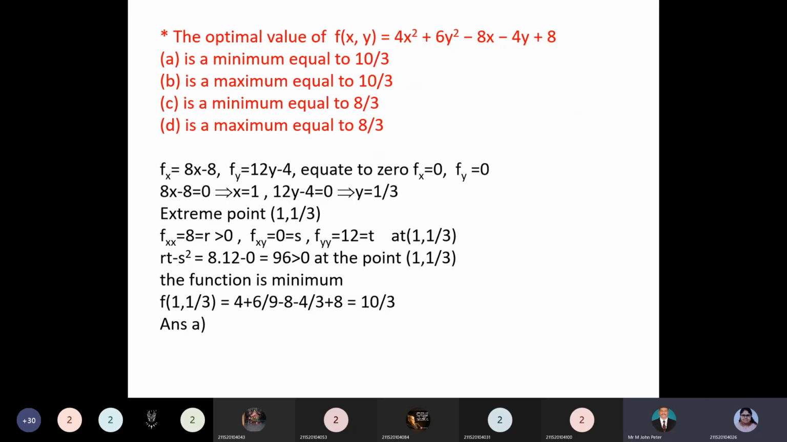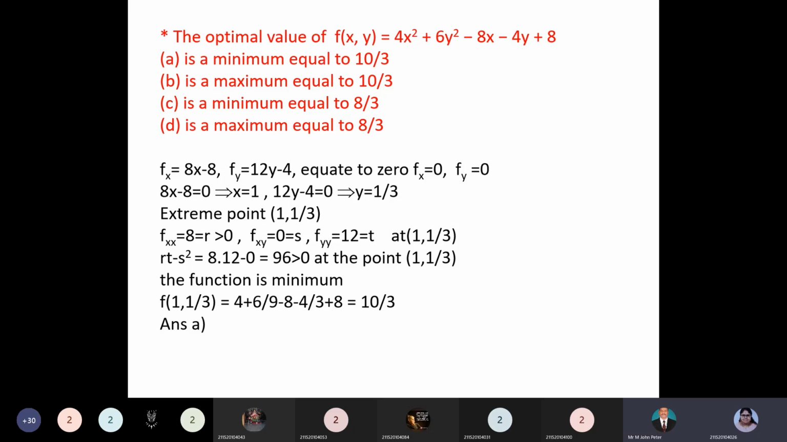It's a similar kind of problem. The optimal value of f(x, y) = 4x² + 6y² - 8x - 4y + 8 is a minimum equal to 10/3, a maximum equal to 10/3, a minimum equal to 8/3, or a maximum equal to 8/3. We have to check at which point it takes a maximum or minimum, and which option is suitable. So the explanation, two variable function.